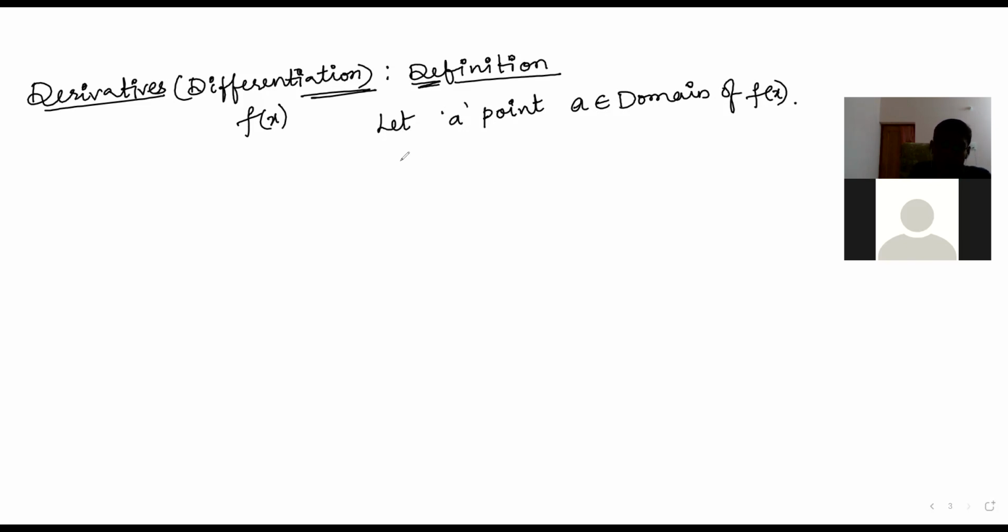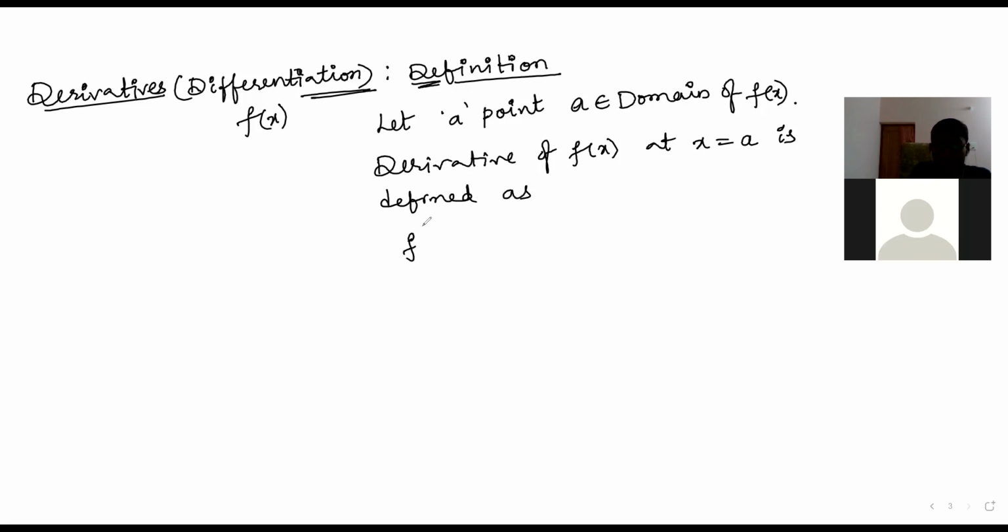So here the derivative of f of x at x equal to A is defined as f dash of A equal to limit h tends to 0, f of A plus h minus f of A by h. This is the definition.